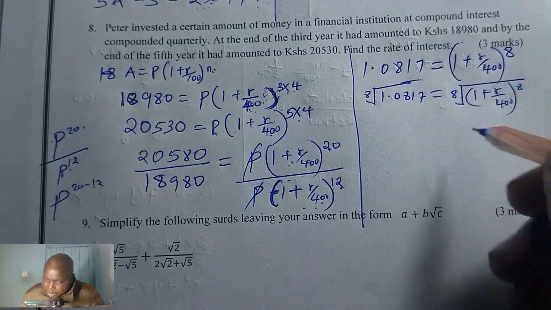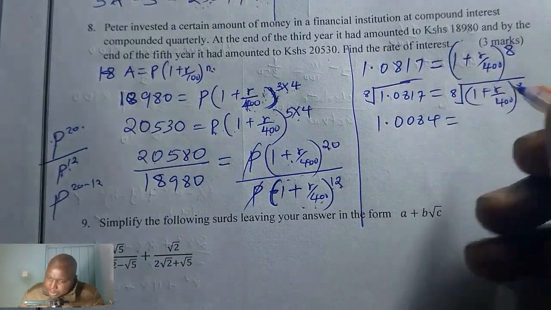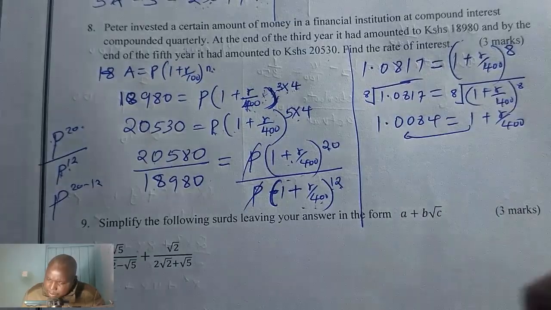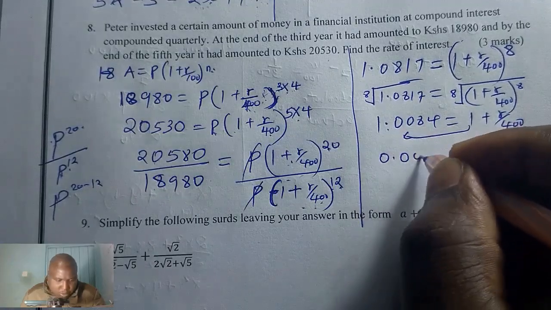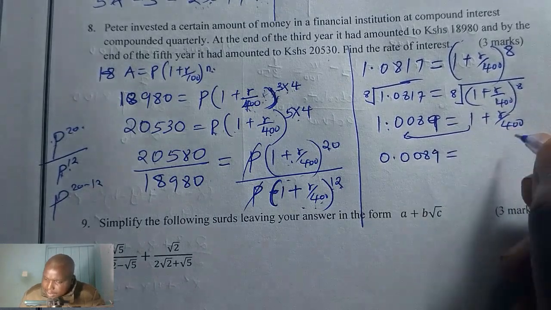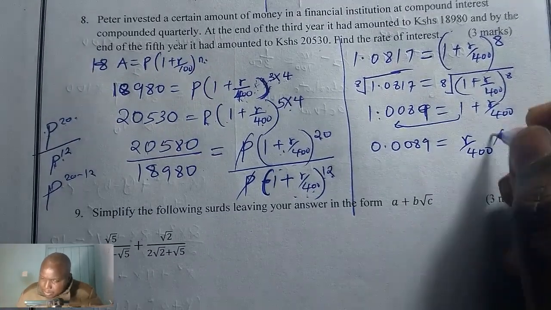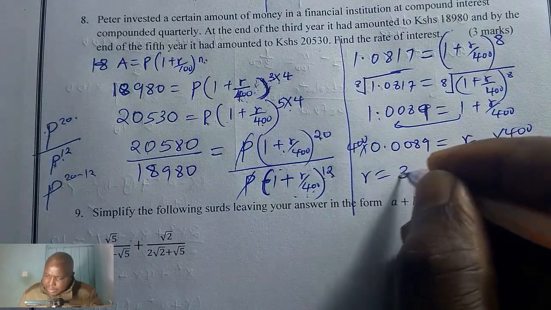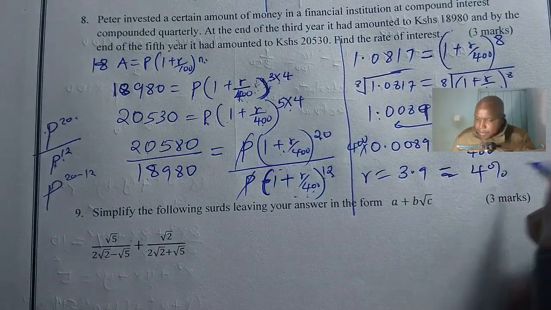So this one cancels out. We get here as 1.0084 is equal to 1 plus r over 400. Like terms together, we subtract, it remains 0.08489 is equal to r over 400. You multiply 400 both sides, so you get that r is equal to 3.9, which is approximately equal to 4% per annum.